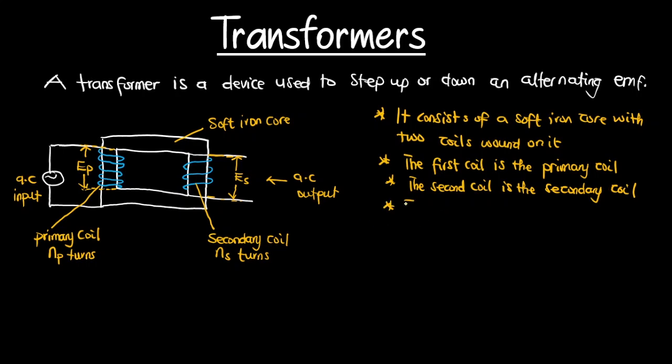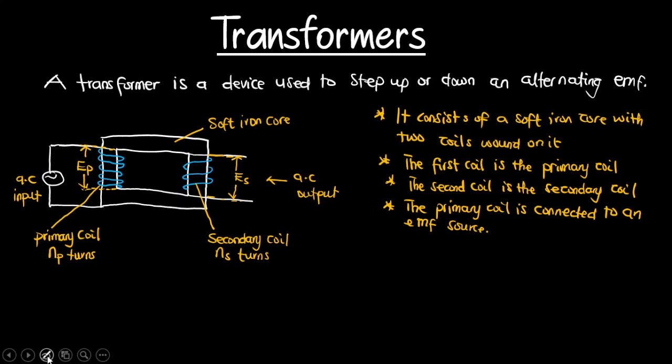Okay, the primary coil is connected to an EMF source. Okay, so which is the AC input that we have over here. So this is basically the description of what a transformer is.